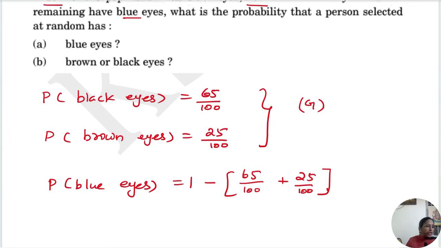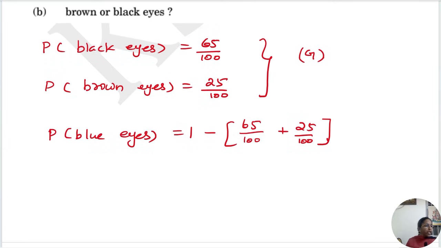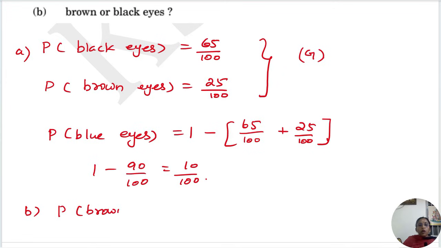Now 65 plus 25 is equal to 90. So 1 minus 90 by 100, which is equal to 10 divided by 100. So this is the probability, 10% blue eyes. So this is our subdivision A. And for subdivision B, probability of brown or black eyes.